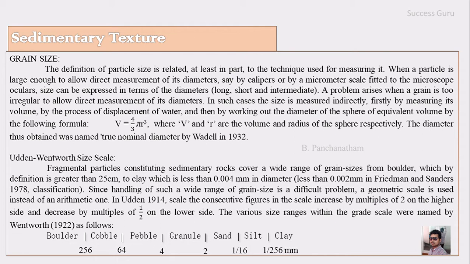The various size ranges within a grade were named by Wentworth in 1922 as follows. A boulder is a grain size bigger than 256 millimeter. A cobble is a grain size that ranges between 256 to 64 millimeter, and pebble is between 64 to 4 mm, and granule is between 4 to 2 mm, and sand is between 2 millimeter to 1 by 16 millimeter, and silt is in the range between 1 by 16 to 1 by 256 millimeter, whereas clay is finer than 1 by 256 millimeter. So this is the grain size scale proposed by Wentworth in 1922.